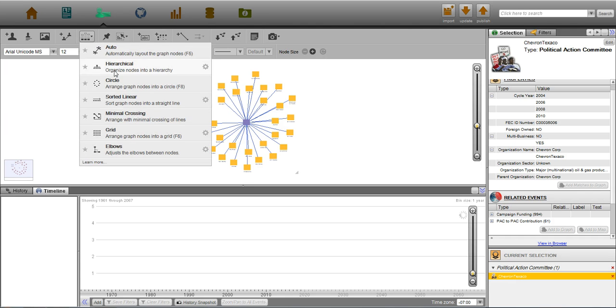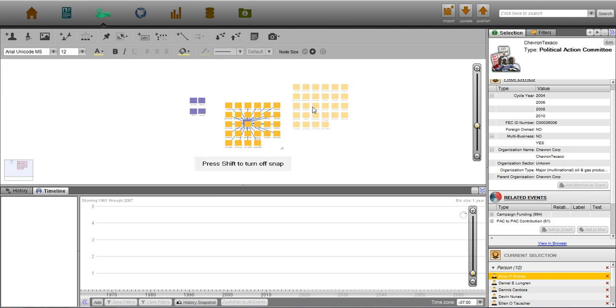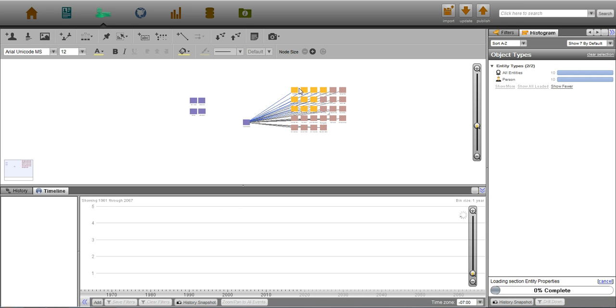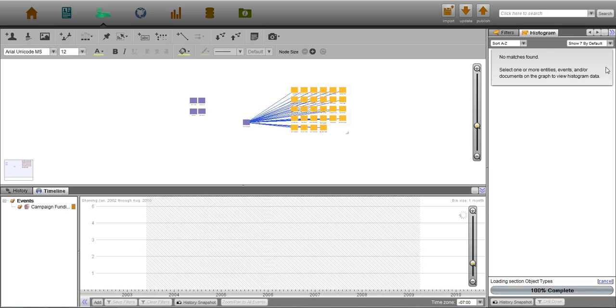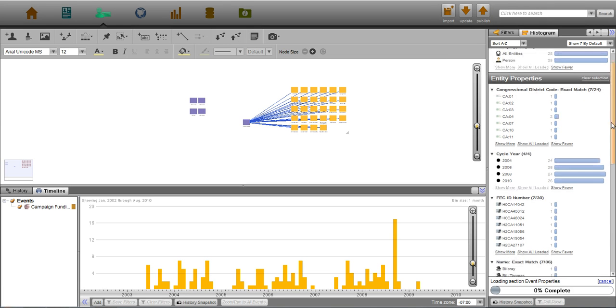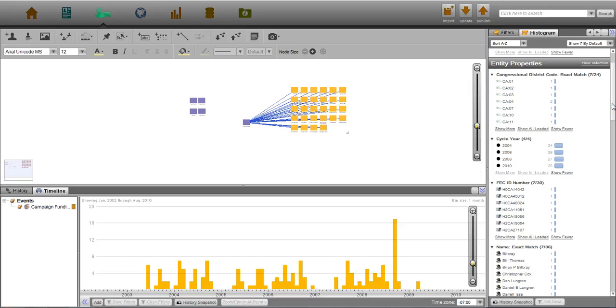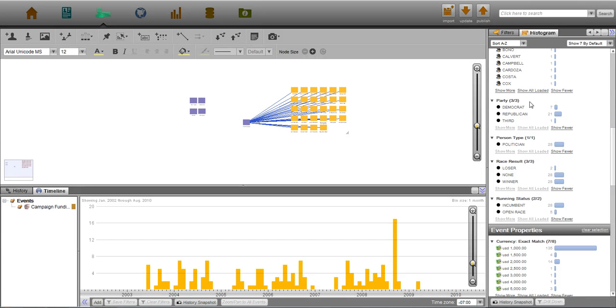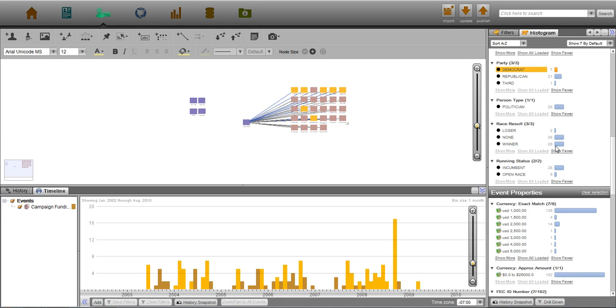And so now I can look at my histogram and examine some of the properties of this selection. So I have 28 entities, 28 individuals. I can examine them by congressional district. I can drill down on any of these. So I can see there are 21 Republicans and 7 Democrats. I can see there have been 28 winners and 2 losers, but 28 winners, which means everyone has served at least a term.